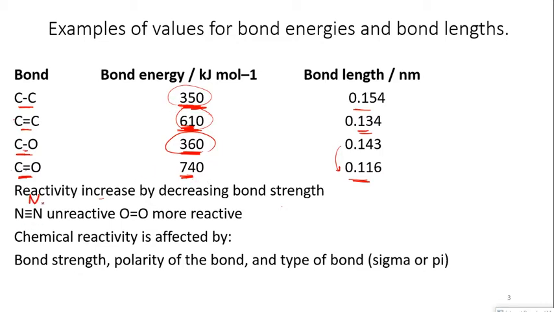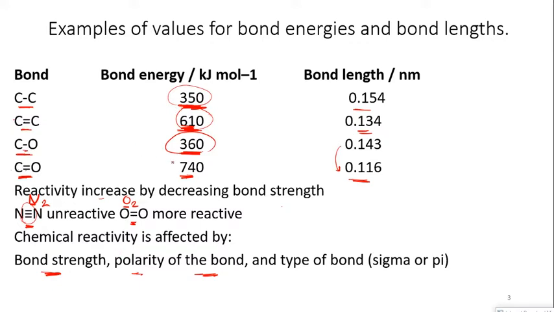Also, as another example, if I compared nitrogen and oxygen, I could see that nitrogen is bonded with a triple bond, while oxygen has only two bonds. So nitrogen will be less reactive than oxygen. By that, we could say that the chemical reactivity is affected by the bond strength. If I have a stronger bond, I will have a more stable, less reactive compound, and if the polarity of the bond increases, this means my reactivity increases.